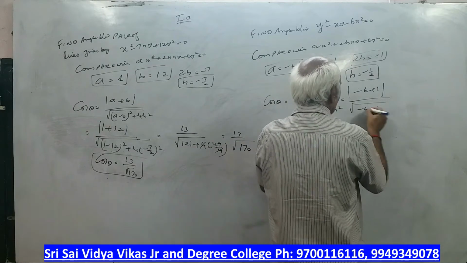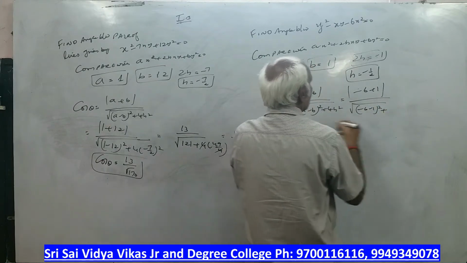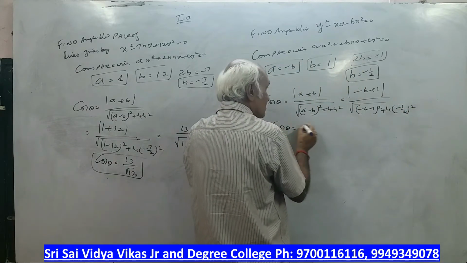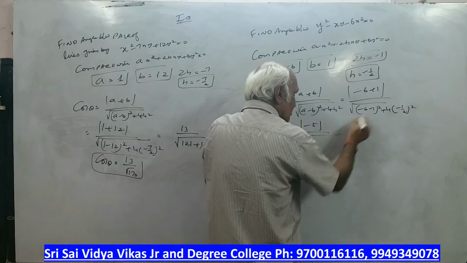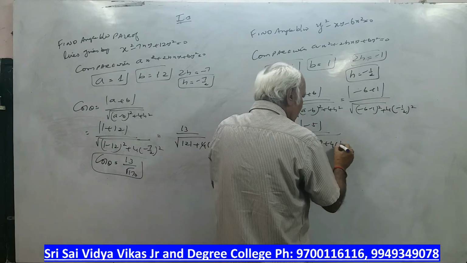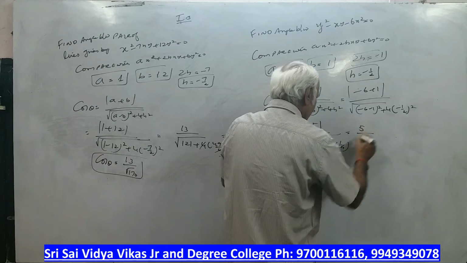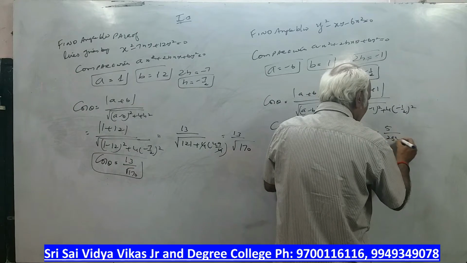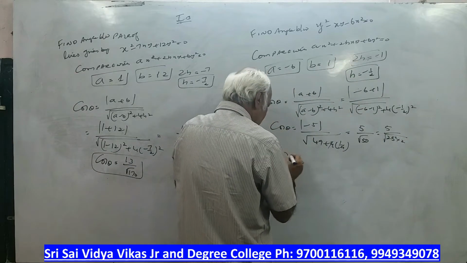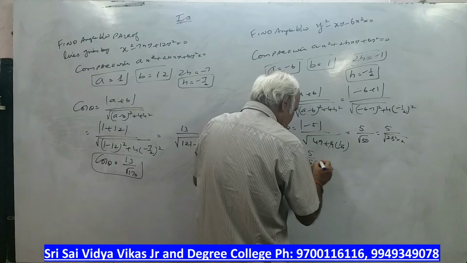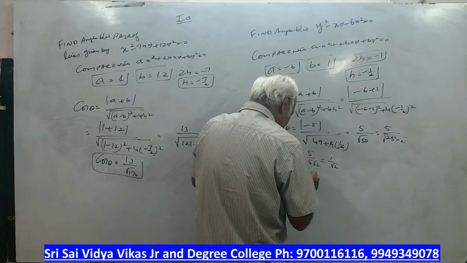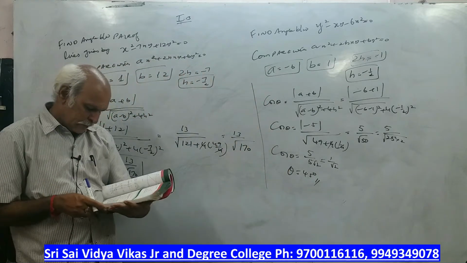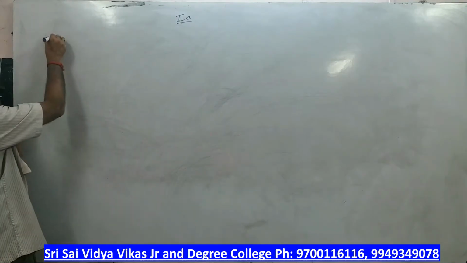So (minus 6 minus 1) whole square plus 4 into (minus 1 by 2) whole square. So cos theta is equal to modulus of minus 5 by root of (minus 7) whole square, which is 49, plus 4 into 1 by 4. The 4 gets cancelled. 49 plus 1 is 50, so this can be written as 25 into 2 under root. So cos theta is equal to 5 by 5 root 2, which is 1 by root 2. So theta is equal to 45 degrees. Wherever possible, you have to find that angle. Okay, note down this.